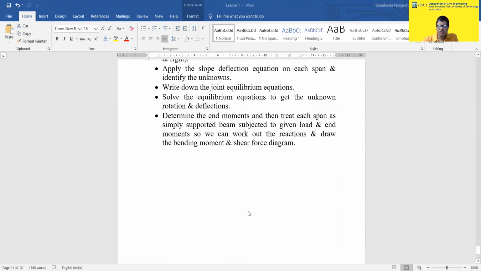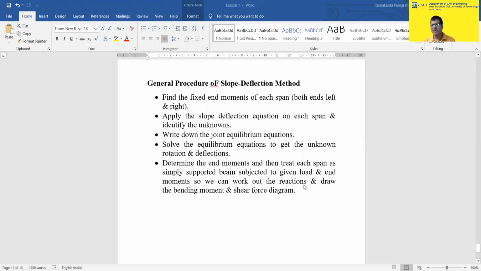Now we'll look at the general procedure for solving by the slope deflection method. We have an idea how to develop these equations, and that formulation we put into these equations to solve the problems. In the general procedure, first find the fixed end moments in each span for the loadings. Apply the slope deflection equation on each span. Identify the unknowns: theta A, theta B, theta C, delta. If any value is 0, put that value as 0. If it is a fixed end, put theta is equal to 0. If there is no relative displacement, put delta is equal to 0. Do this for each span.